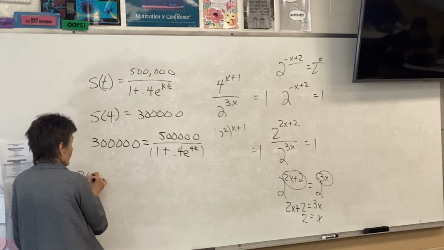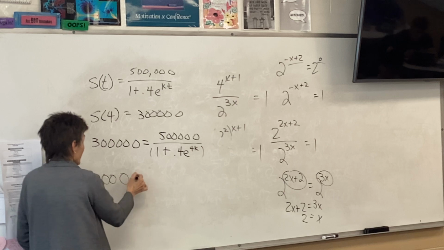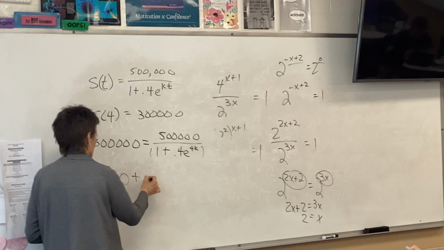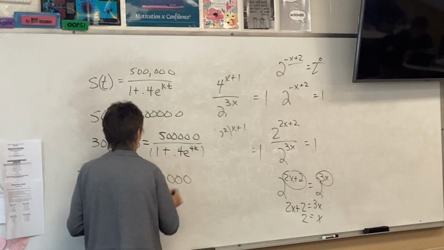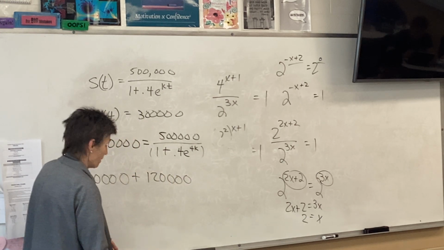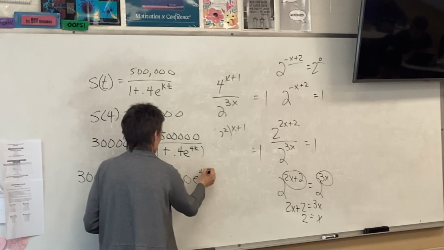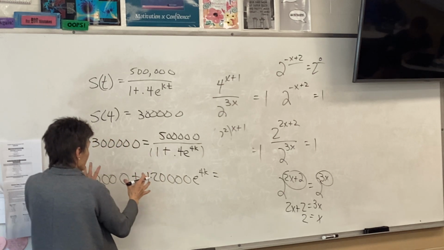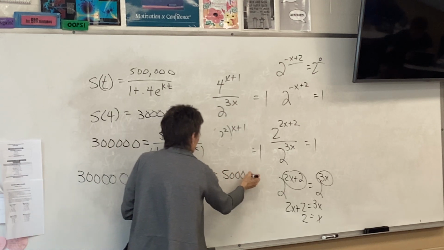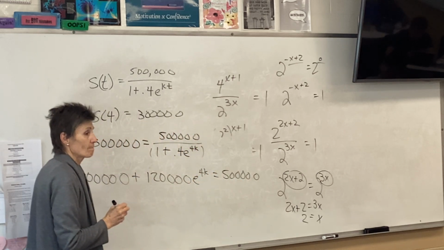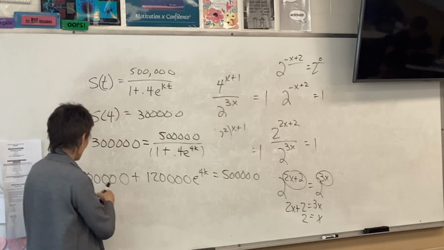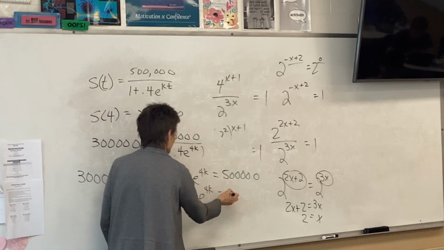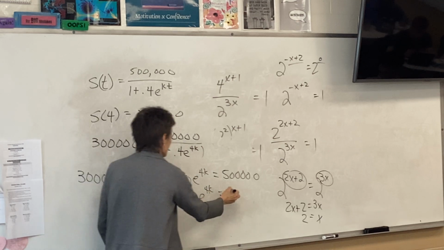So I'll bring this over, I'll multiply this over to here. So I have 300,000 plus, what's that times 0.4? 120,000, is that right? e to the 4k. And so I multiplied this over to here and did the distributive property. So that equals 500,000. Everybody with me? So then I can subtract that over, so I have 120,000 e to the 4k equals 200,000.